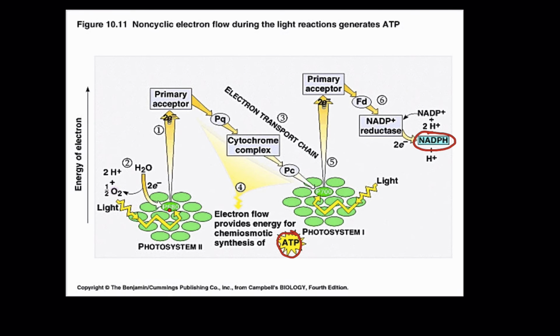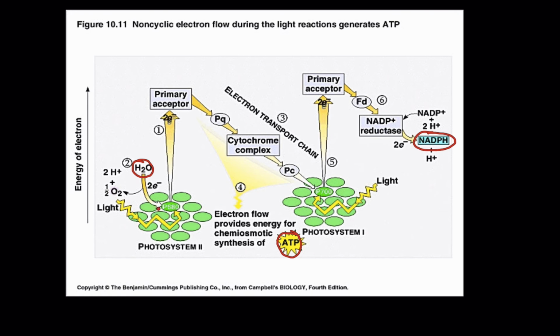Now, if we lose an electron here, something's got to replace it in photosystem 2. And that replacement is coming from water. So water is being broken up into hydrogen ions, oxygen, and electrons. And these electrons are then feeding into photosystem 2 to actually be the source of electrons.